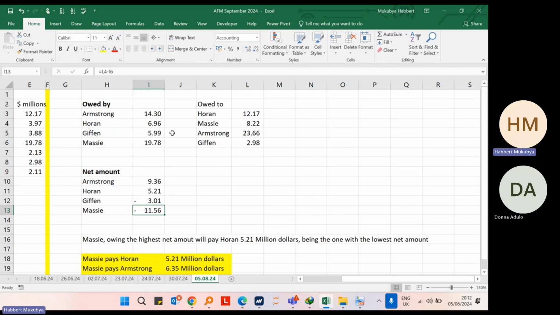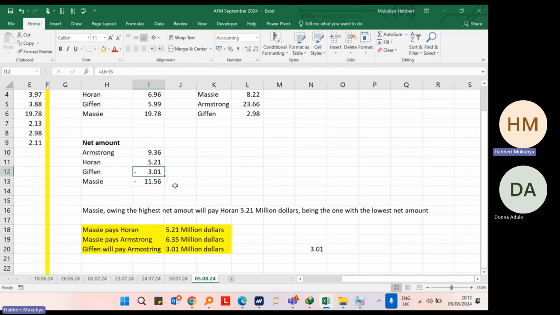Then you go to Giffen also. Giffen was supposed to pay 5.99, but was supposed to receive 2.98. Therefore, you should just pay 3.01 as the net. So that's how we get this net amount.